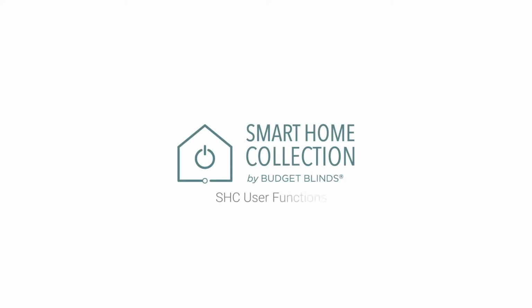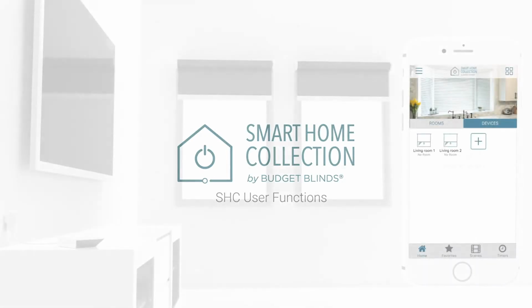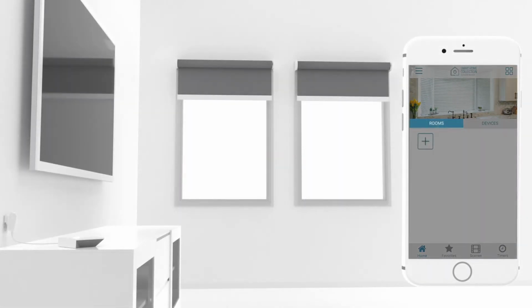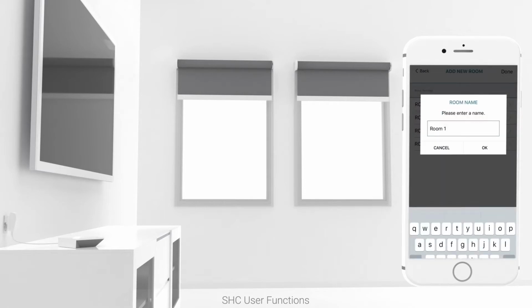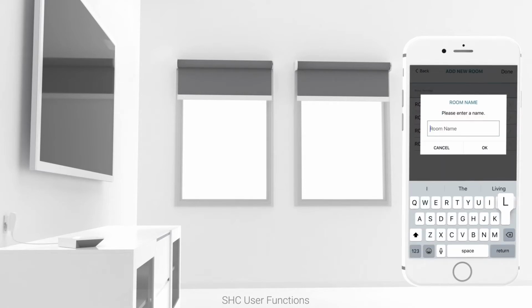Configuring rooms and favorites in the Smart Home Collection app. To add a room, select Rooms on the main menu, then select the plus icon. Select Room Name and type in the desired room name.